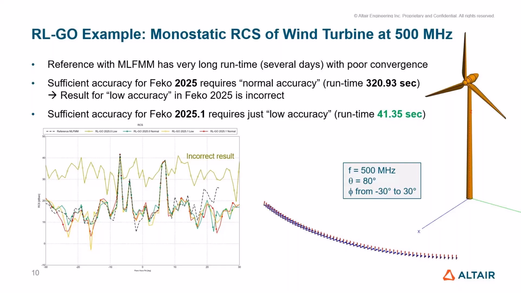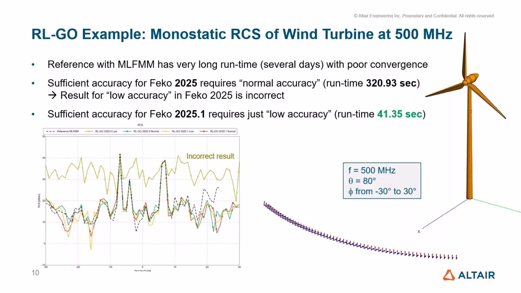So in FICO 2025, the normal accuracy setting was needed for a close match, which would result in a runtime of about 321 seconds. The low setting produced a visibly different curve, as we can see in the graph where it says incorrect result. So you could still run this with a low accuracy setting, but it did result in some inaccuracies.